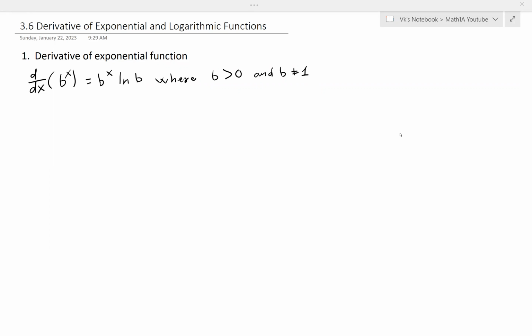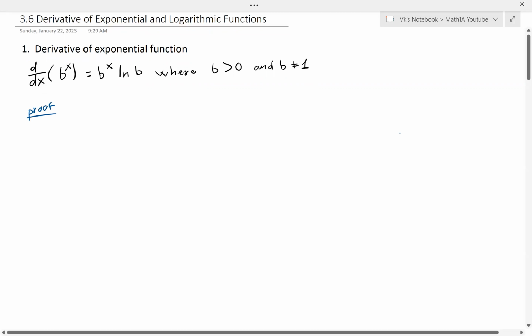Today we explore lesson 3.6, derivative of exponential and logarithmic functions. Number one, derivative of exponential function. The derivative with respect to x of b to the x is b to the x times ln(b), where b is more than 0 and b is different from 1.